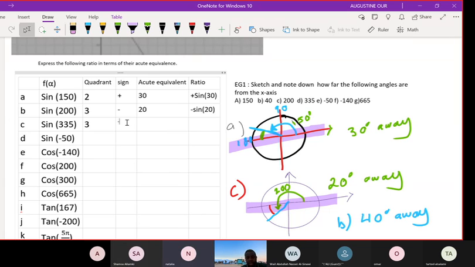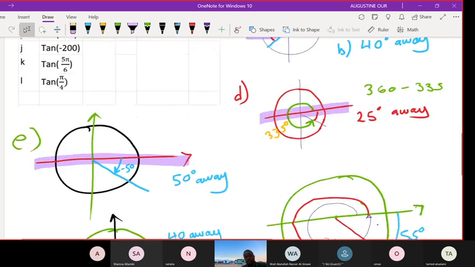Negative. How far away? It was 25. So it will be negative sine 25. Mister, it's the fourth quadrant, not the third. Okay, I'll change that. Mister, can you go down a little bit? Okay, let me change this one, fourth quadrant. Okay, I can go down.